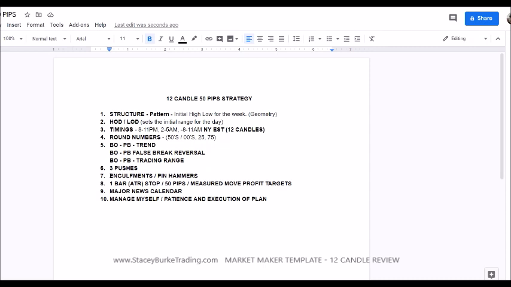3 pushes, and then engulfments and pin hammers in that 12 candle window. It's a 1 bar stop, and I'm looking for 50 pips. The trades I'm looking for are where they're locked in. I'm not looking to try and trade every move. I'm looking for the trade setups that lock in this criteria.